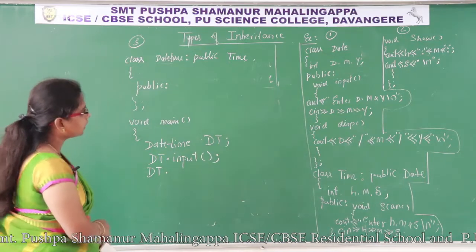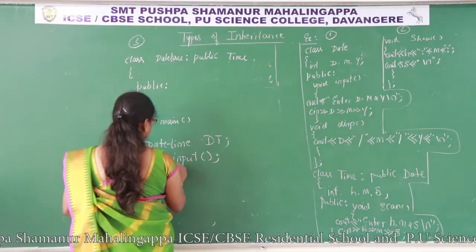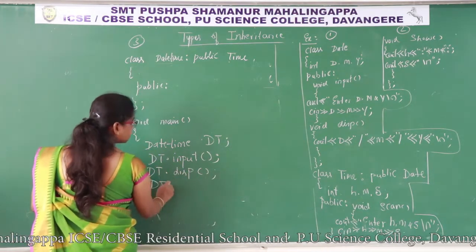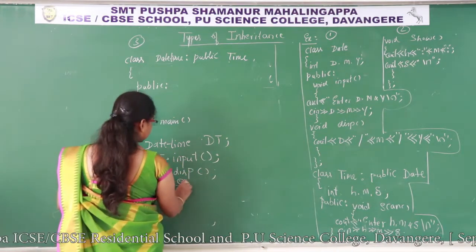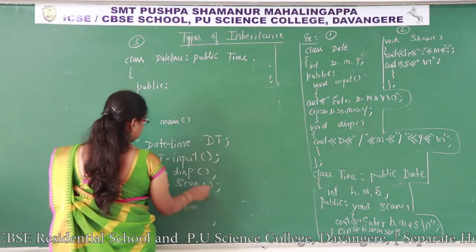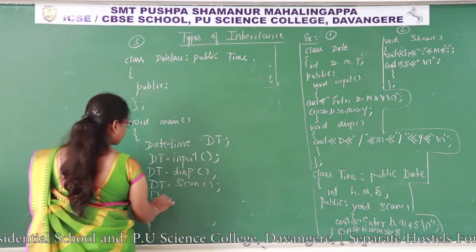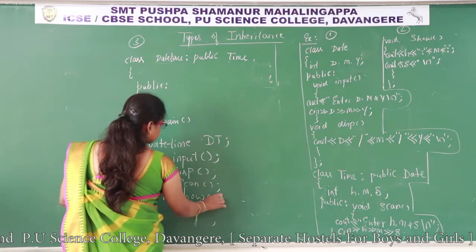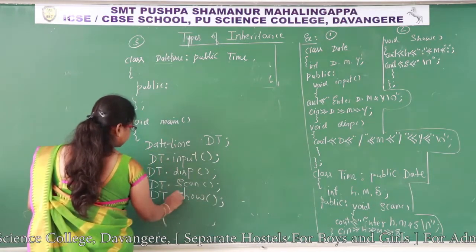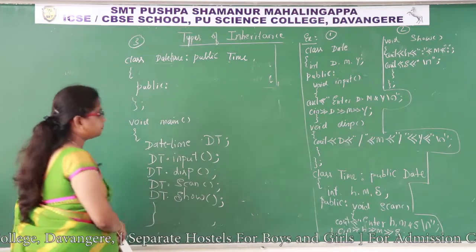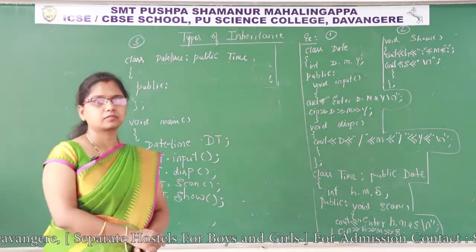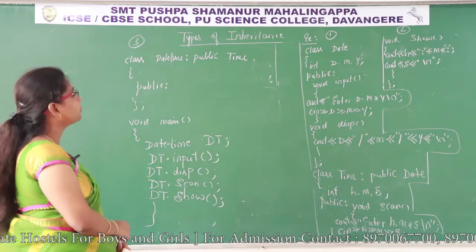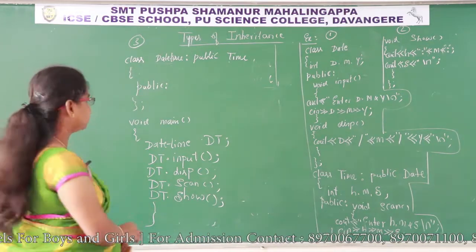dt dot input, then dt dot display, then dt dot scan, dt dot show. Close. Understood? So this is an example for multi-level inheritance.